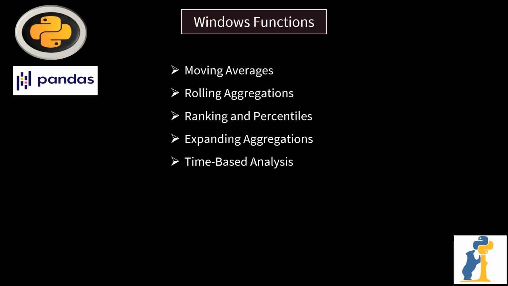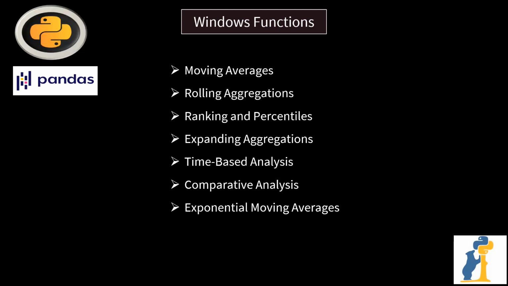You can perform time-based analysis and comparative analysis. You can perform exponential moving average, risk analysis, and lag and lead calculation, just like in SQL Server. So lots of operations you can do with the help of Pandas window functions. Overall, window functions allow you to perform different kinds of analytical calculations in order to gain insight into trends, patterns, and anomalies with time-ordered data. I'll give you lots of examples in order to understand window functions in greater detail.